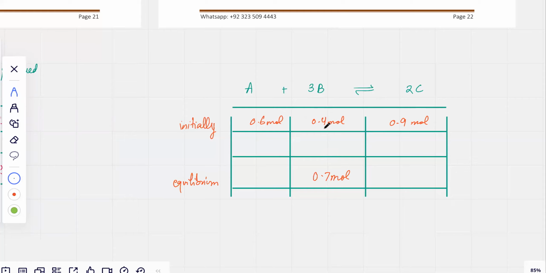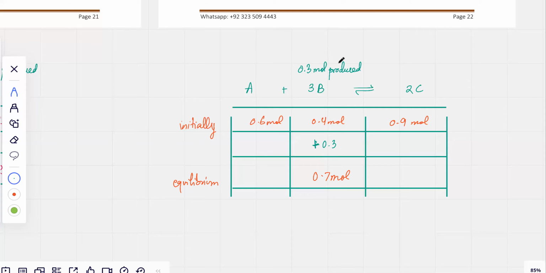Now all of a sudden when you opened the container you found the quantity of B has increased. Like you added 0.4, now you have 0.7. So that means how many moles got produced? There's an extra 0.3 moles present. So that means 0.3 moles extra have been produced during this back and forth. I'm just going to write plus 0.3 over here.